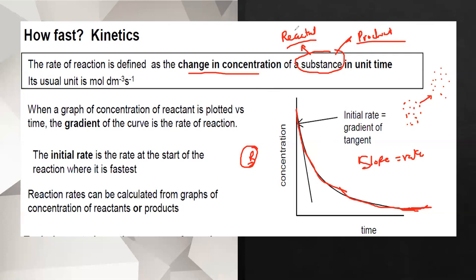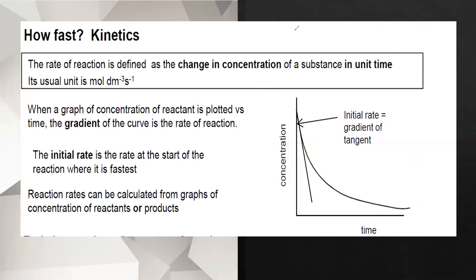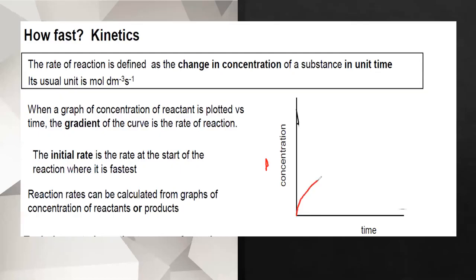But if the same graph is for the concentration of a product, then in the beginning you will have 0 product. With the passage of time, the amount of product increases, and eventually there is no change in the amount of product. This shows that the reaction stopped. And again, the slope or the gradient represents the rate or the speed of the chemical reaction.